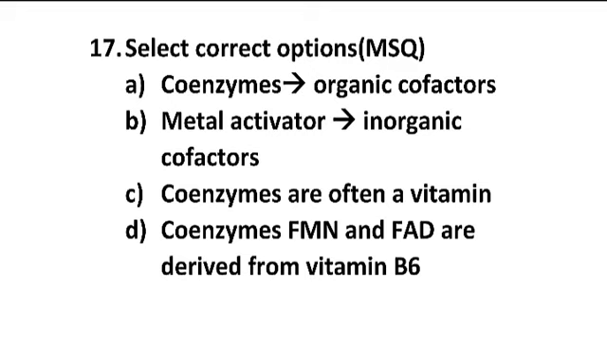First is coenzymes are organic cofactors. This option is correct. Coenzymes are known as organic cofactors and these are loosely bound. And option B is also correct. Metal activators are known as inorganic cofactors. Option C, coenzymes are often a vitamin. It is also correct. Coenzymes are generally recognized as vitamins. Coenzymes FMN and FAD are derived from vitamin B6. It is not correct. Coenzymes FMN and FAD are derived from vitamin B2. So the right options are option A, B and C.